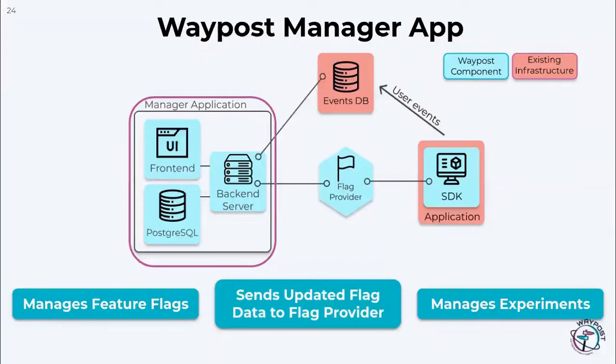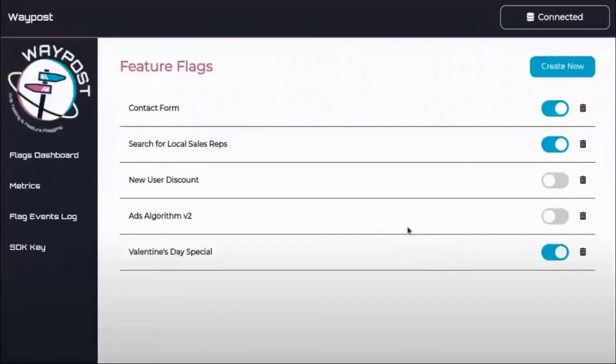Now I'll show you how to manage your feature flags in the UI. This is the flags dashboard. You'll be shown this page when you first visit the manager app. You can return here at any time by clicking the flags dashboard button located on the nav bar. This dashboard displays all the flags being used by your application. From here, you can toggle and delete flags.